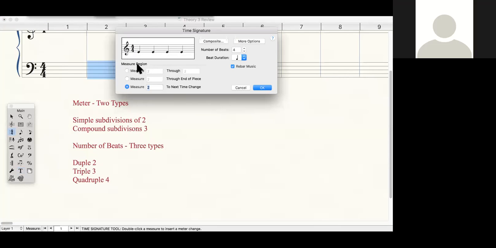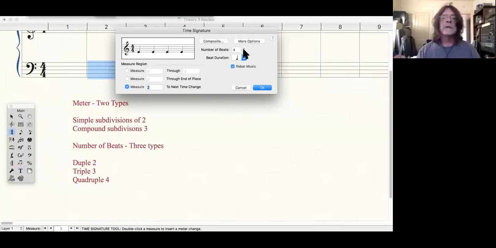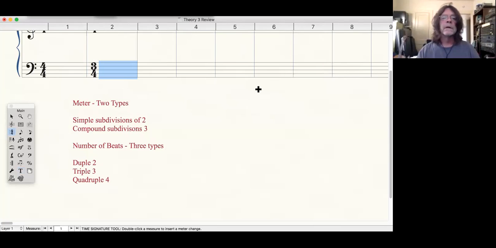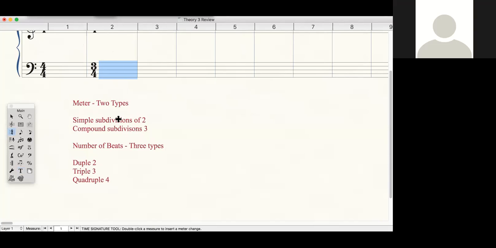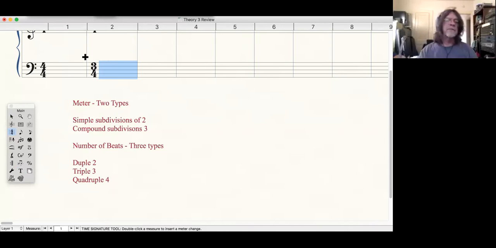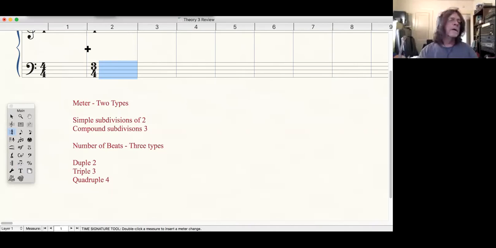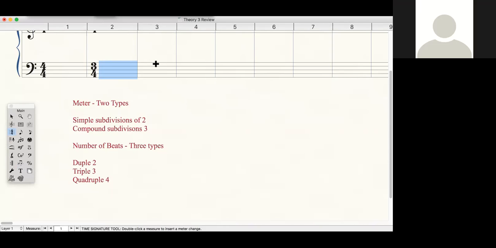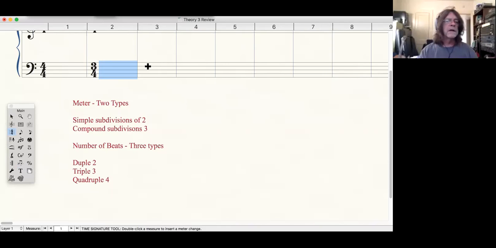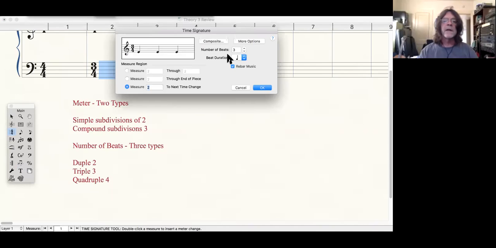Let me just, okay. So here I got another one. It says 3/4. Let's just start out with 3/4. What's the 3 mean? It's 3 beats to a measure. And what's the 4 mean? What note gets the beat? Quarter note.